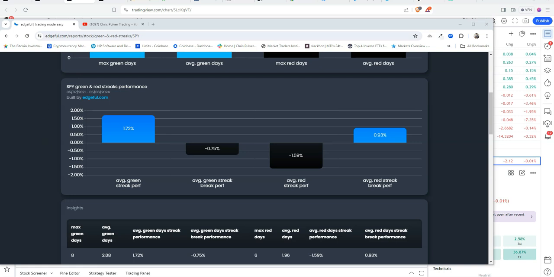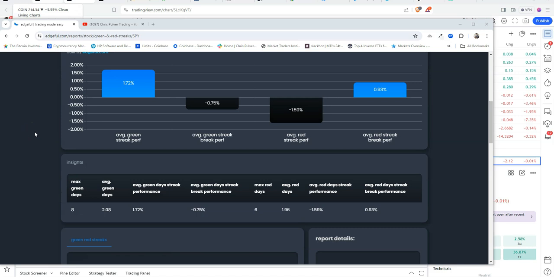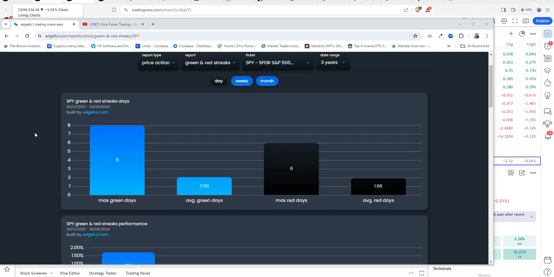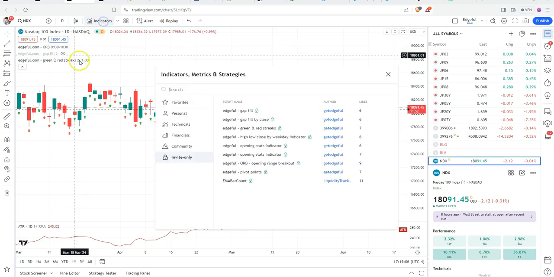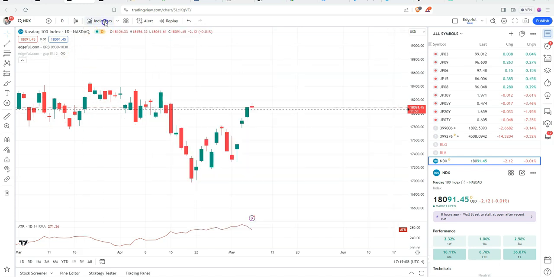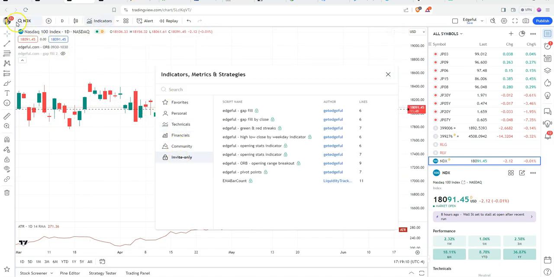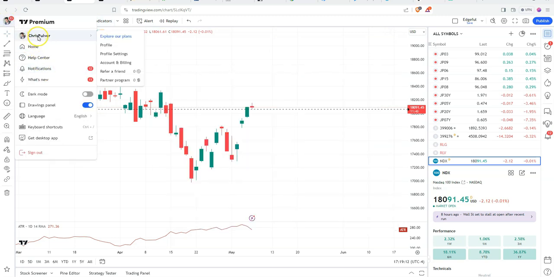Anybody else has questions? I'm looking at the chat so I can read those off. If anybody has any questions, yeah. In addition to that, just to go to some of the other indicators, let's go to indicators here. I'll get rid of the streaks. Can you actually remind me of your TradingView username? Yeah, it's Chris Pulver with no space.